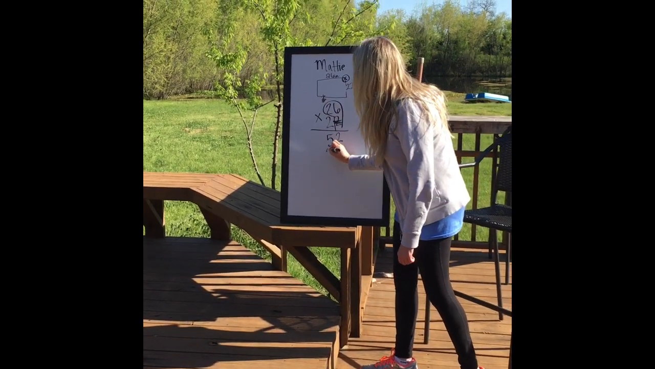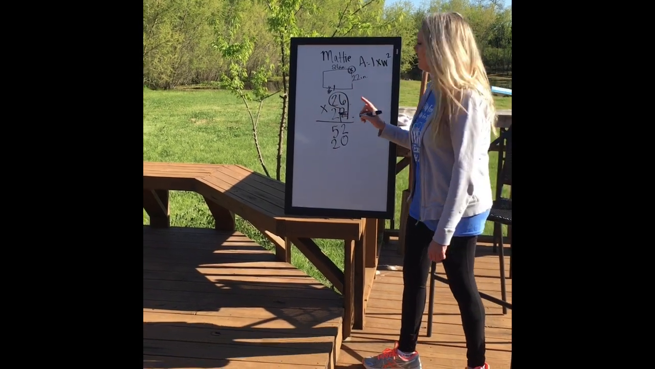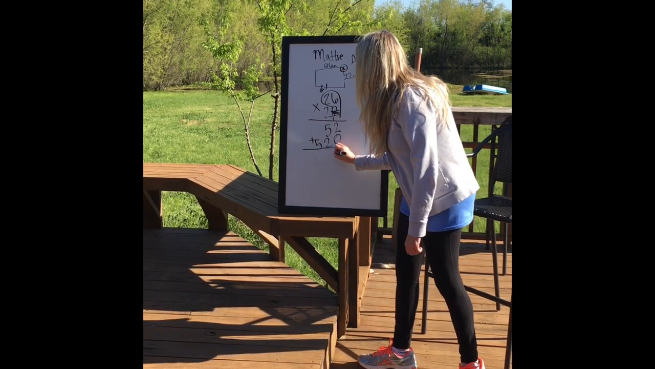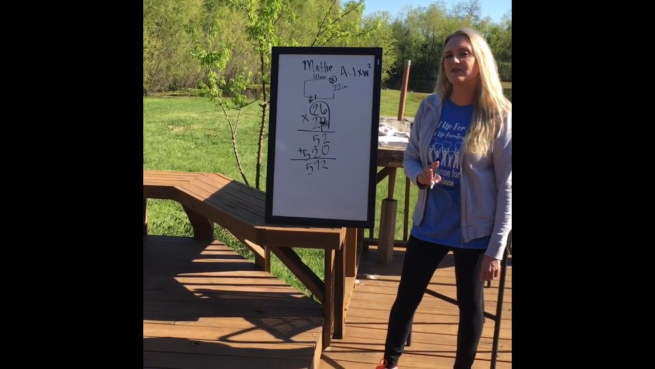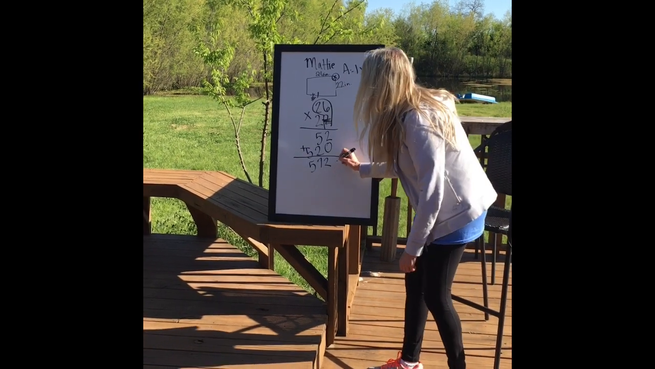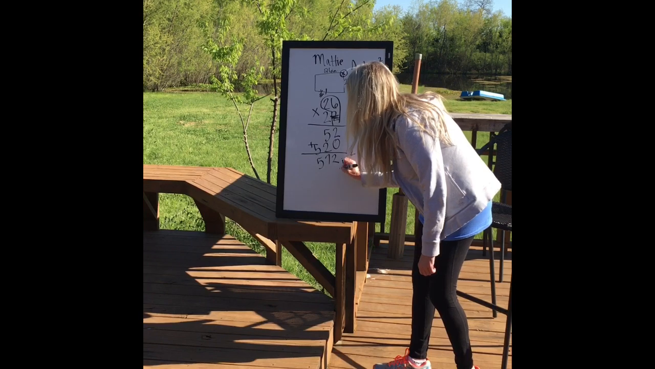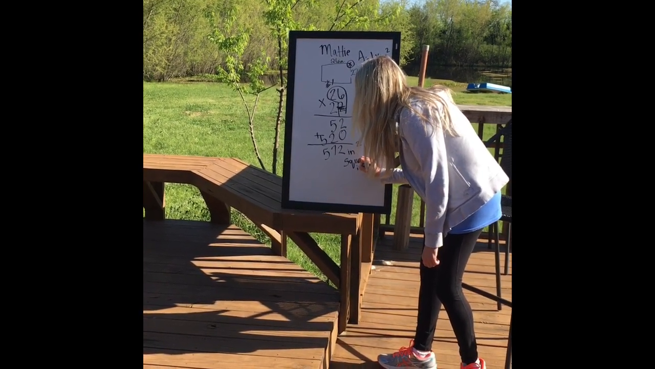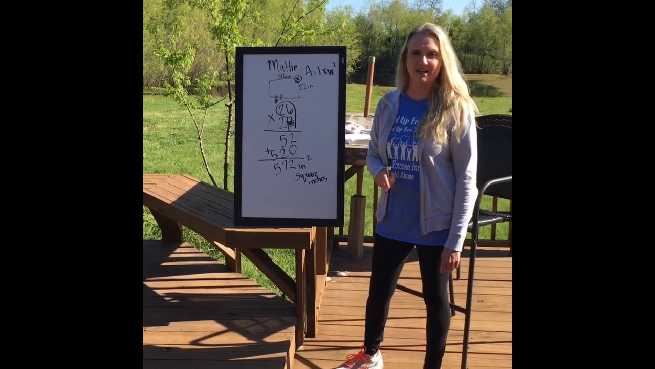2 times 6 is 12. Carry your 1. 2 times 2 is 4, plus 1 is 5. When you add those two numbers together, you get 572. Now remember to put inches square, or remember in class we wrote out square inches. Either way that you would like to write that today.